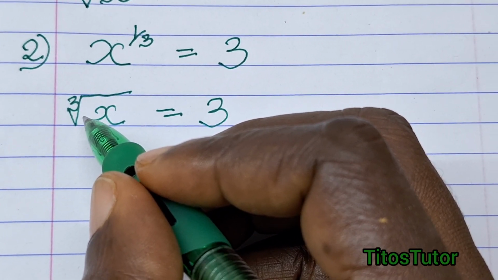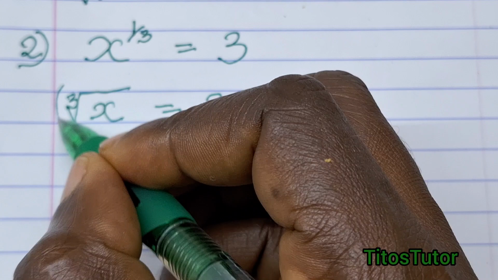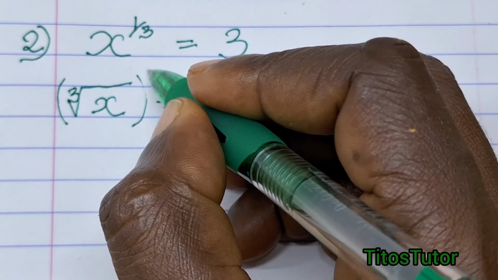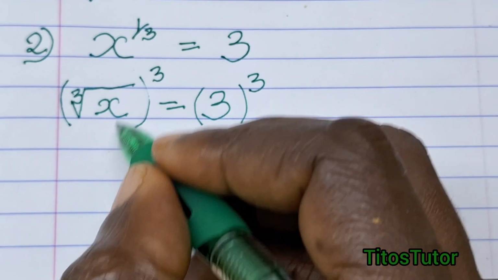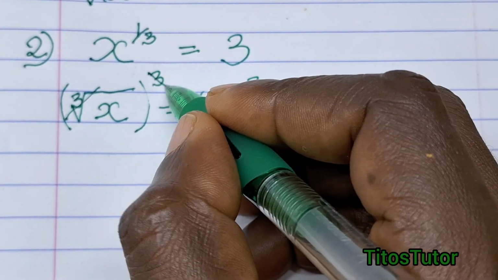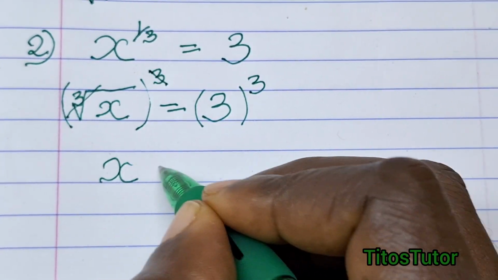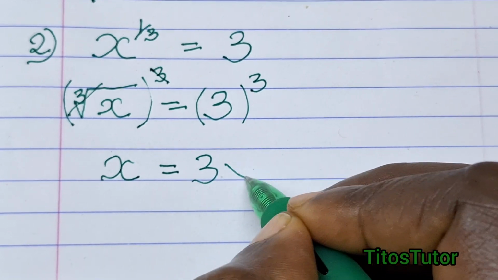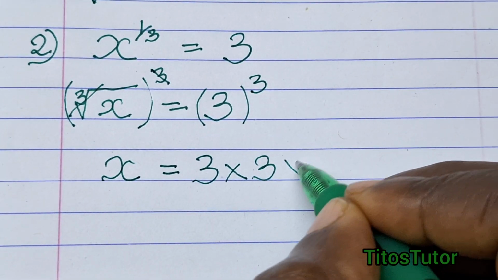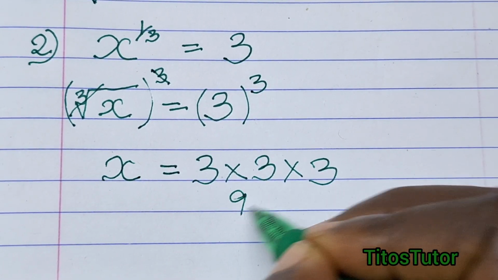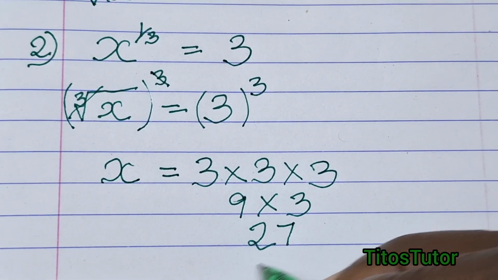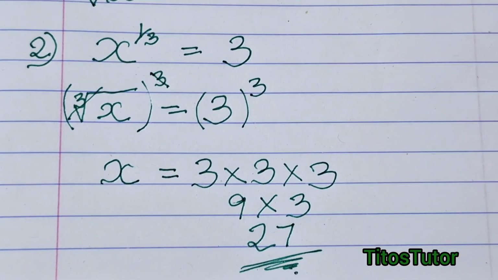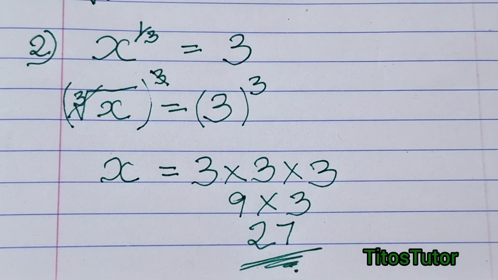Similar to the first, what do I do to the cube root? To cross out the cube root, I cube it. So I'm going to cube this and cube this as well. So cube root cancels cube. I'm left with just x is equal to 3 times 3 times 3. And this is 9 times 3, which is equal to 27. So x equal to 27.